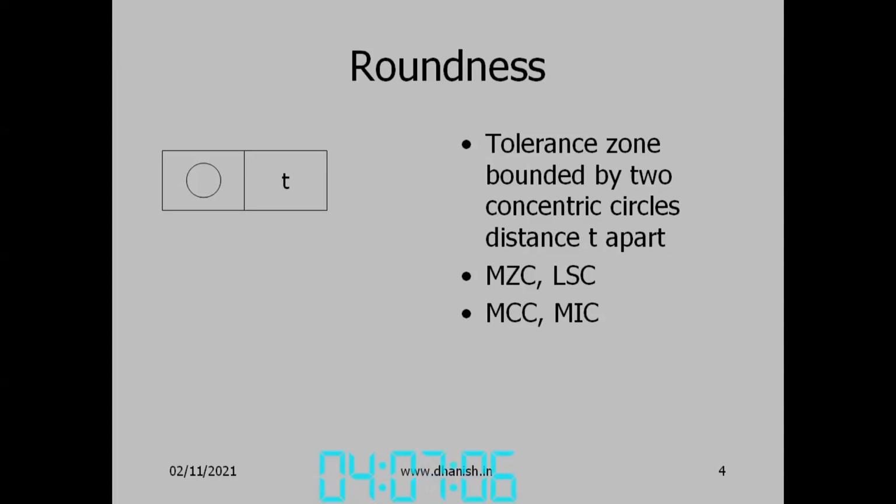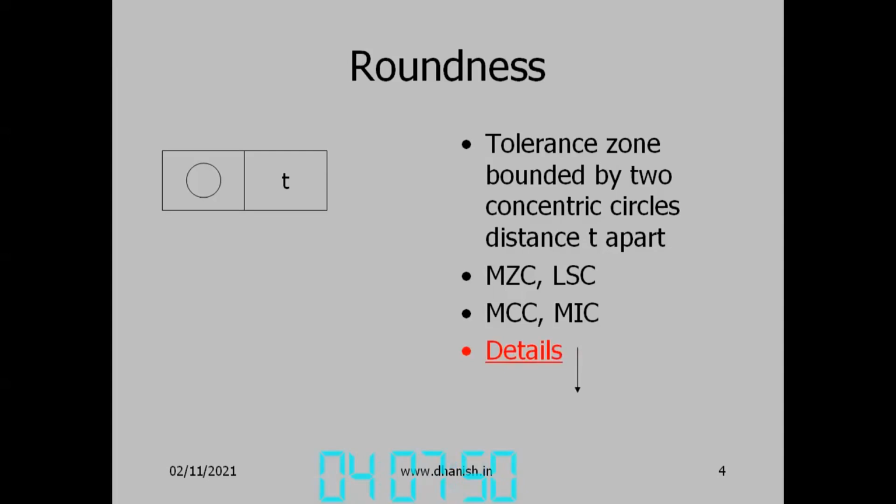minimum circumscribing circle. For example, if you want to check whether a shaft can be assembled into a hole, you have to fit circles to the surfaces, and then we have to find out for the shaft the minimum circumscribing circle, and for the hole the maximum inscribed circle. If the MCC is lower than the MIC, then assembly is possible. So to check assembly between two parts, these criteria are useful.